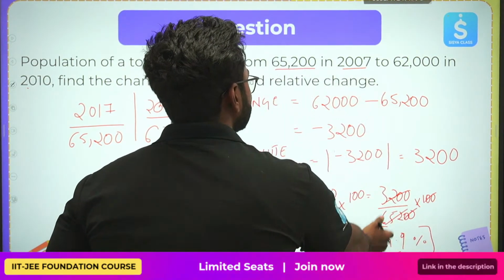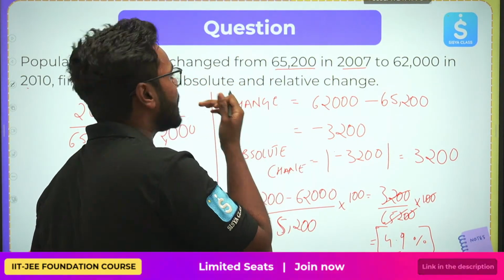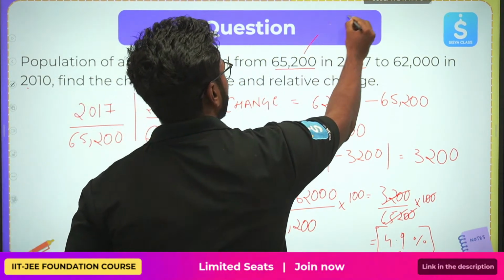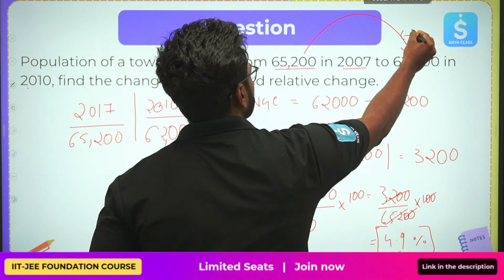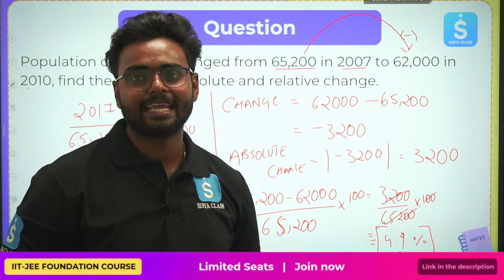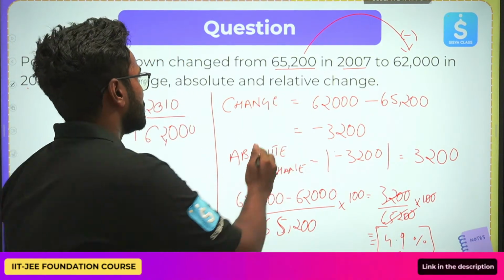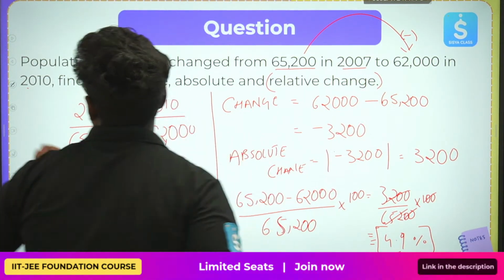If you can see, this is a negative, because in 2007 we had 65,200 people. Now it got decreased, right? This should be minus or negative 4.9%, which has decreased. That's the population growth or degrowth in a relative change.